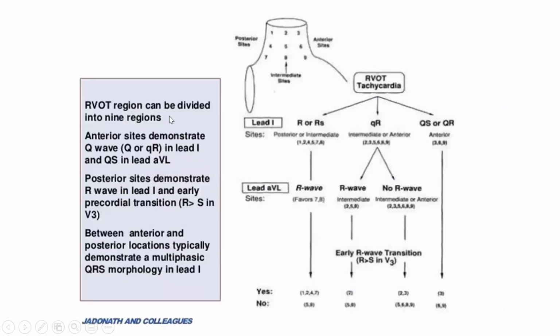Here, the RVOT region can be divided. It's a study where they made further divisions of the RVOT. But generally, the anterior sites demonstrate Q waves in lead one and QS in lead AVL. This algorithm looks at lead one and AVL. Posterior sites demonstrate an R wave in lead one and early precordial transition in V3. And between them, there is a gradient between both locations.